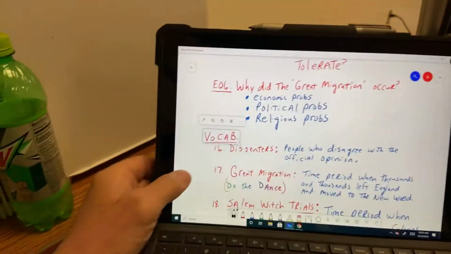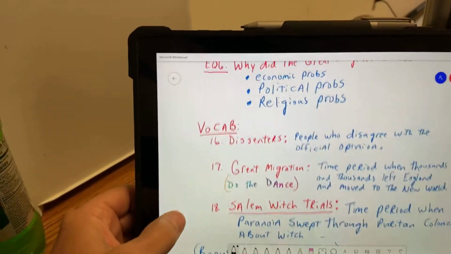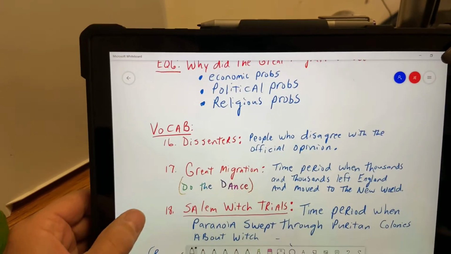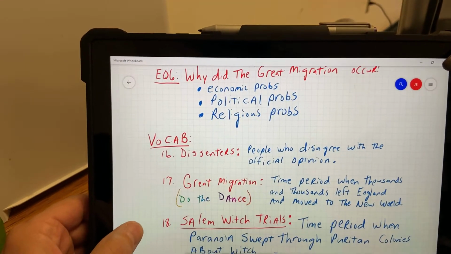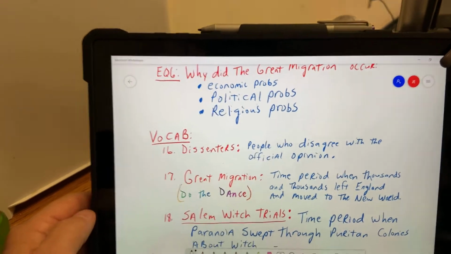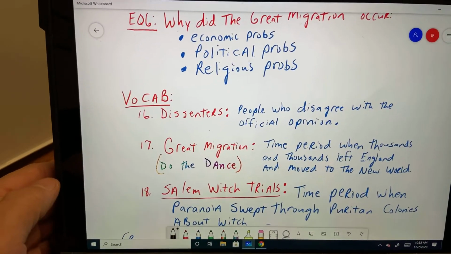These are some of the things that you should already have. The last things you should have in your notes are these. We talked about the Great Migration, why it happened. We defined those terms right there.